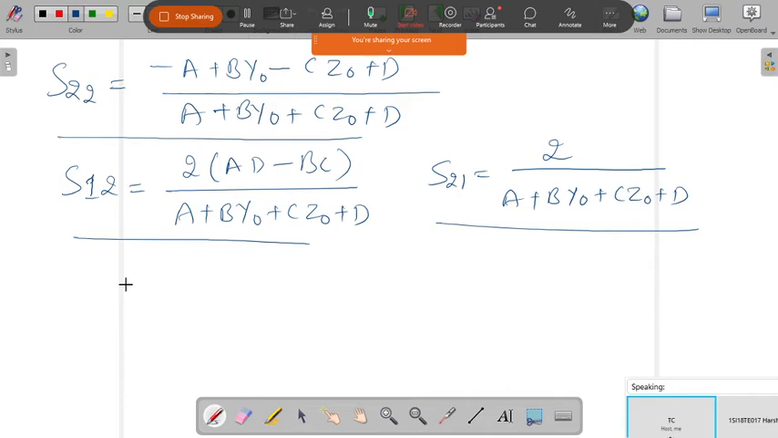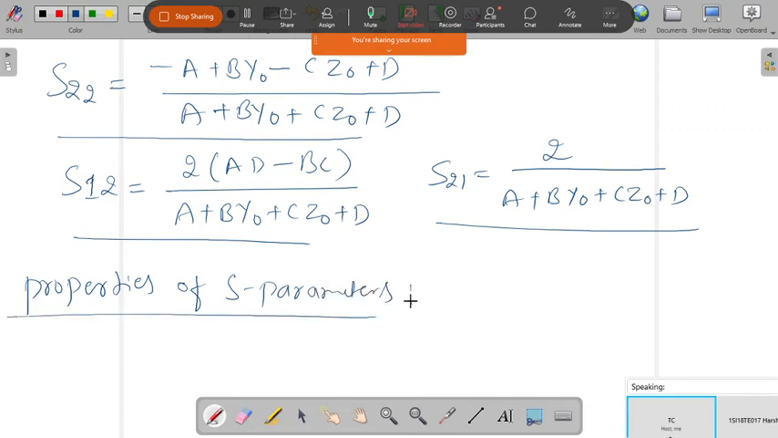So now coming to the next one, what are the properties of these S parameters? There are some properties of S parameters that will be useful in solving passive components or passive circuit problems, and even useful in some of the active circuits. We can apply these properties to an n-port network, or we can restrict to a 2-port network. Okay, so what are all these properties?